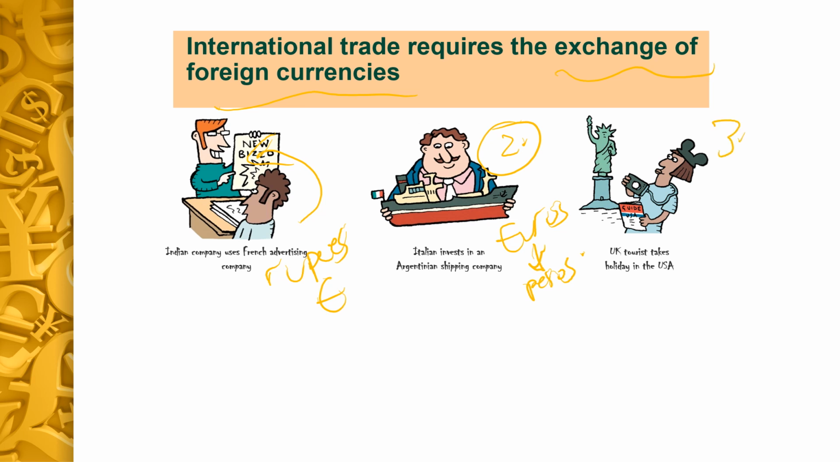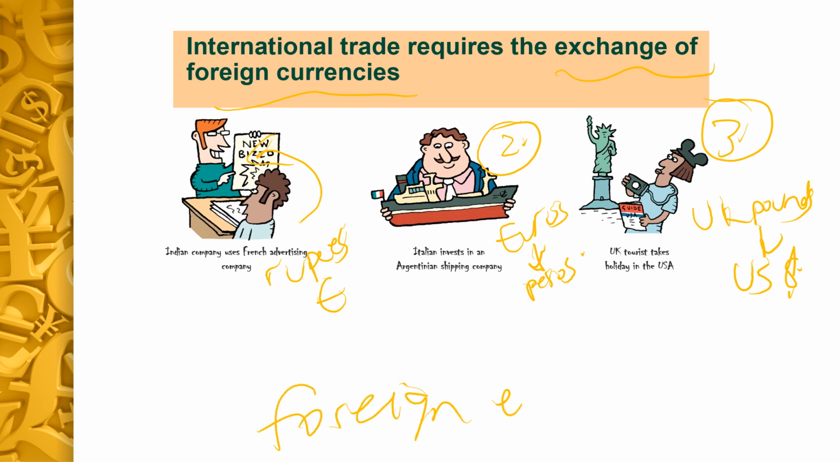In the third example, I am talking about a UK tourist who takes a holiday in the USA. So he's traveling to the USA, so he has to exchange his UK pounds for US dollars. So as a summary, payments for imports and exports and for all other international transactions require the exchange of national currencies. This takes place on the global foreign exchange market.